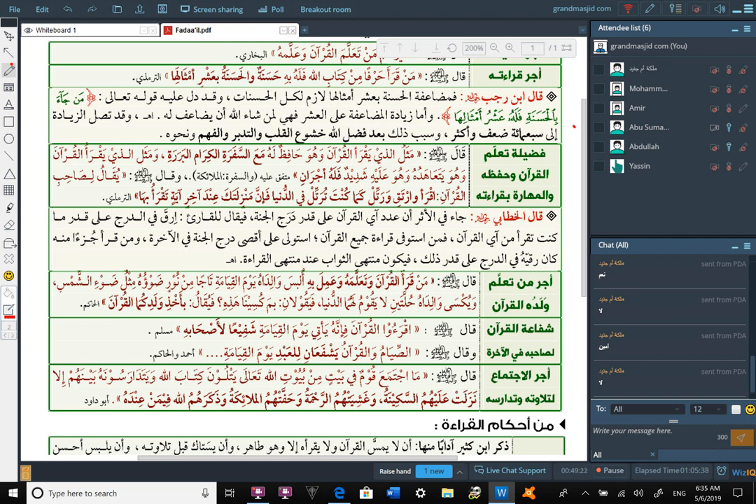أجر من تعلم ولده القرآن. The reward of who? His son learned the Qur'an. Waladuhu, his son learned it, it's the fa'il, marfu'. His son learned the Qur'an. What is the reward of the one whose son learns the Qur'an?